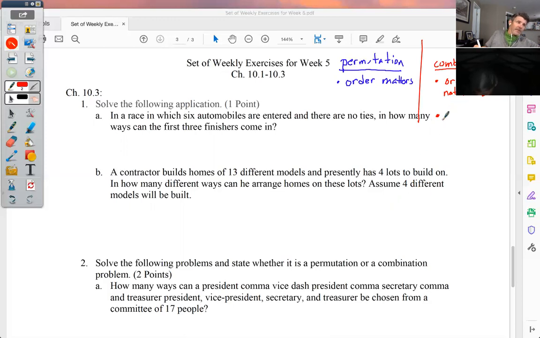The formula for combination is C, and I'll explain what this n and r stand for in just a minute, okay?